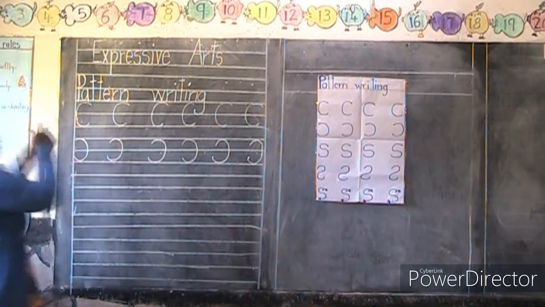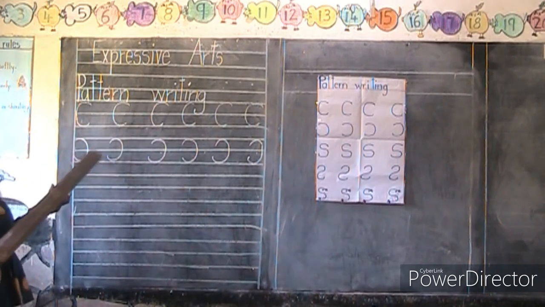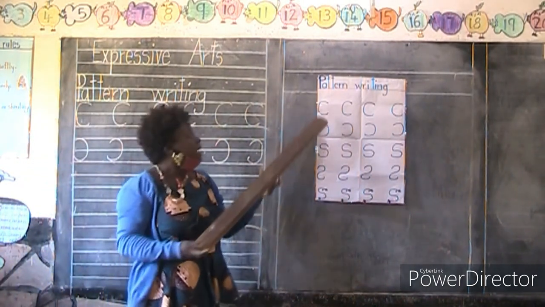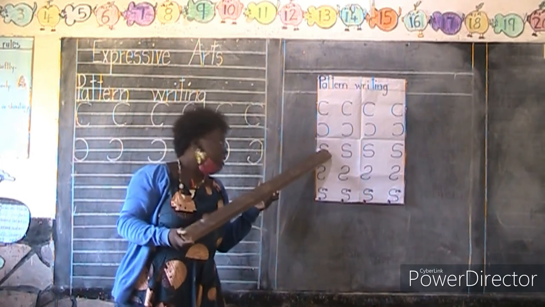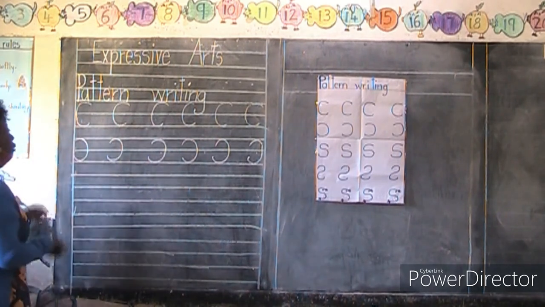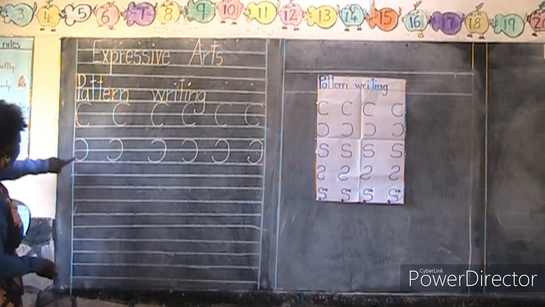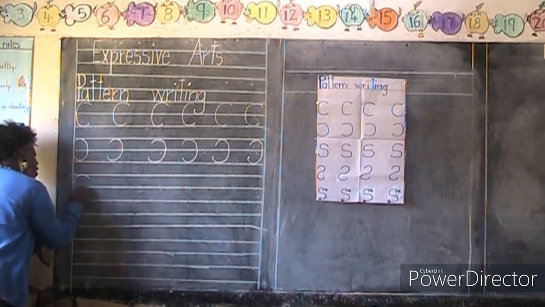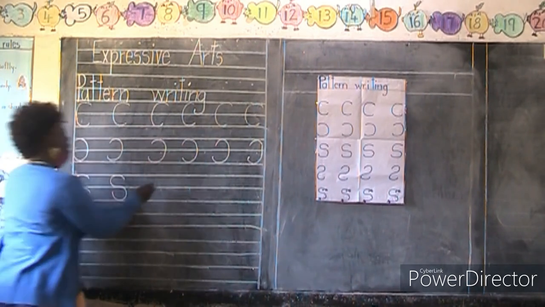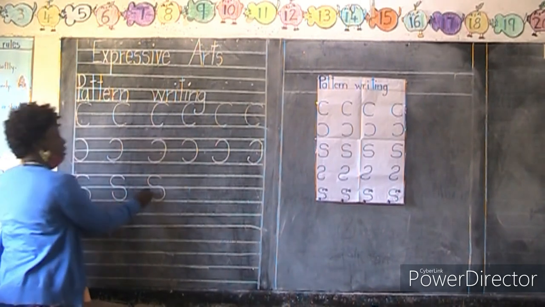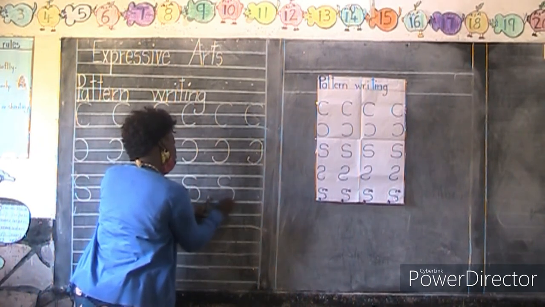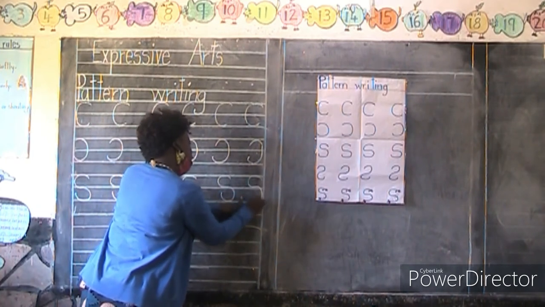Look at my first two lines. This first hand is facing to the door, the other one is facing to the window. Now we are going to join pattern number one and pattern number two to form letter S. Our formation will be like this. Even here we'll skip one line. Round, round, space, round, round, space.